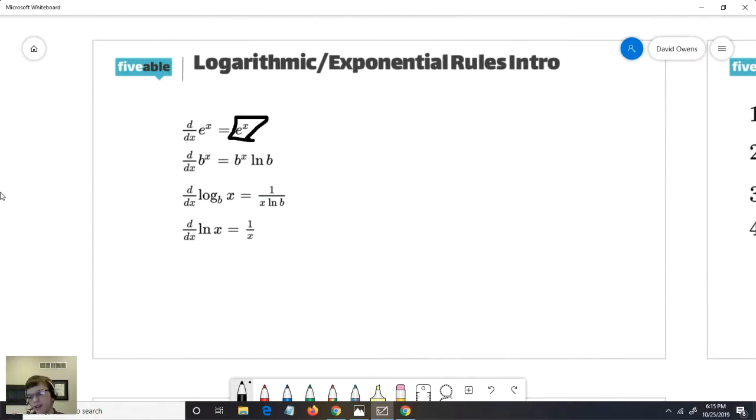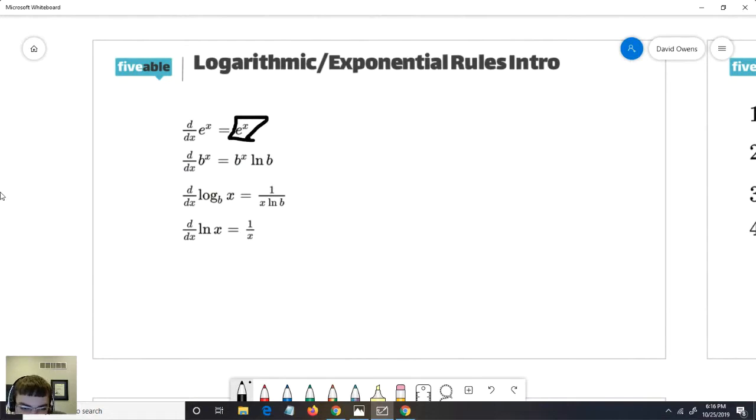This is because you'll find that in Calc, if you look at these derivatives, the pattern will follow that the natural log is at the core of all of these derivatives. So this one is kind of the core of these 4, so it makes sense that the derivative of e to the x is just the simple e to the x.